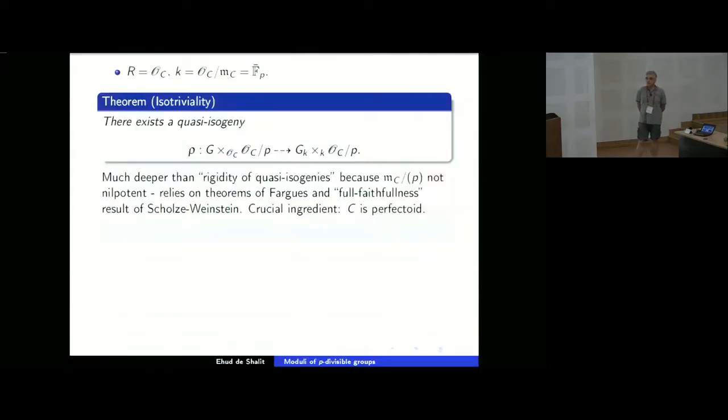Now, it's important to have, we will be focusing later on p-divisible groups over O_C. C is C_p as usual.